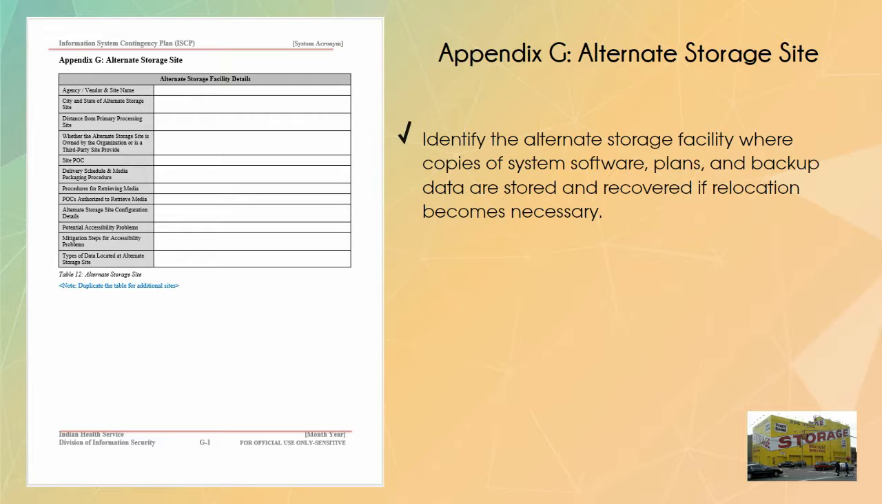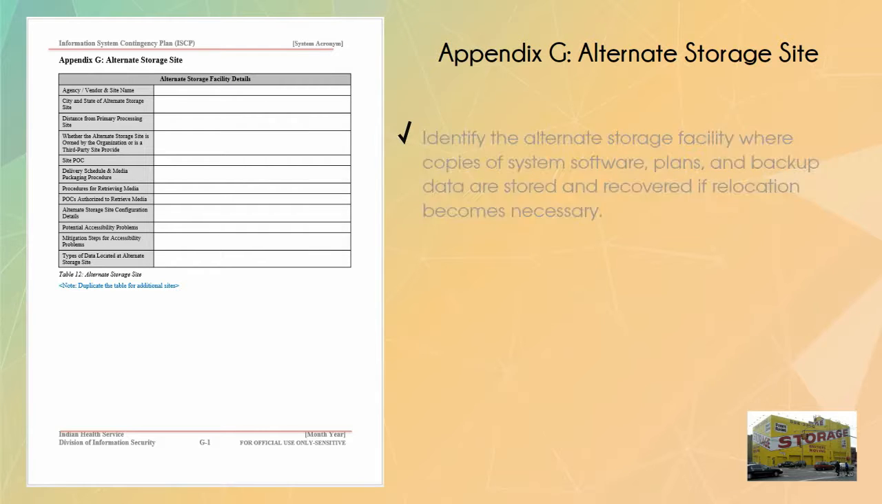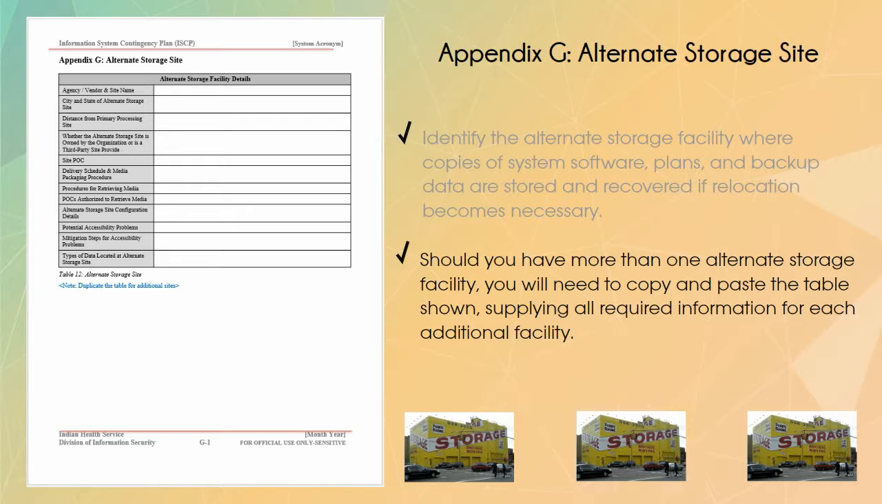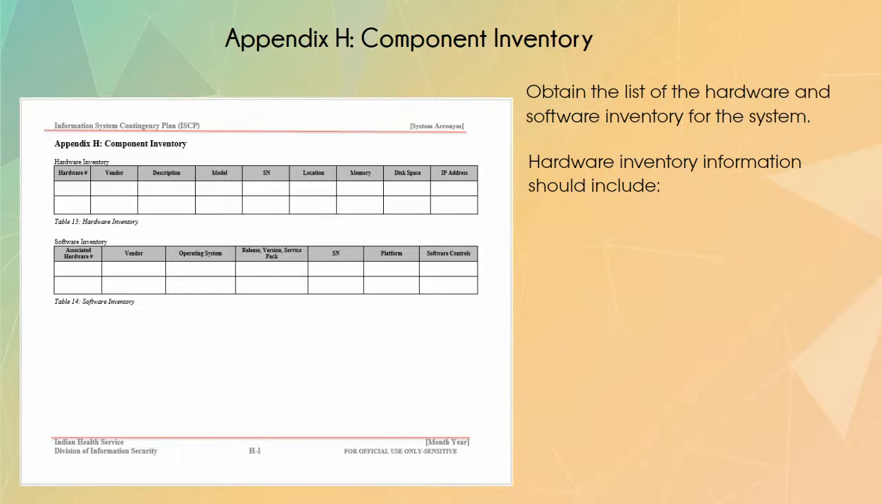Appendix G, Alternate Storage Site. Identify the alternate storage facility where copies of system software, plans, and backup data are stored and recovered if relocation becomes necessary. Should you have more than one alternate storage facility, you will need to copy and paste the table shown, supplying all required information for each additional facility.